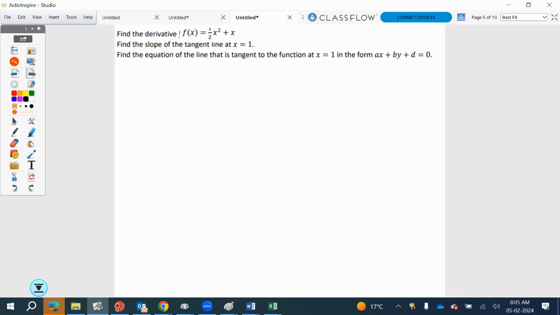Let's try an example problem. Let's do this one together. Step through the steps, nice and slowly together. We've got the function here, f of x is equal to a half x squared plus x. Step 1 is to find the derivative. So have a go at that for yourself. How do we find the derivative? What did you get for the derivative? x plus 1. Super easy, eh, that one?